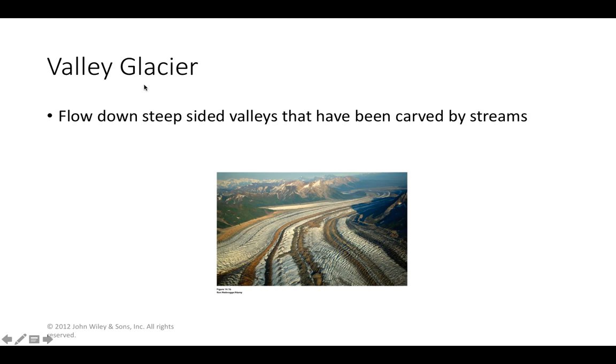Our valley glacier is going to flow down the steep sides of valleys, and you could have braided streams with a valley glacier. It's going to be in a valley, so it's going to be in a place without a whole lot of changing elevation, unlike the tidewater or the cirque.